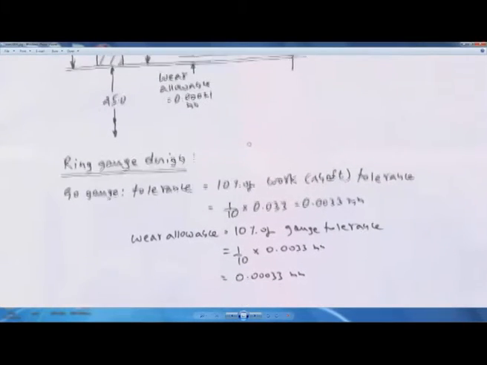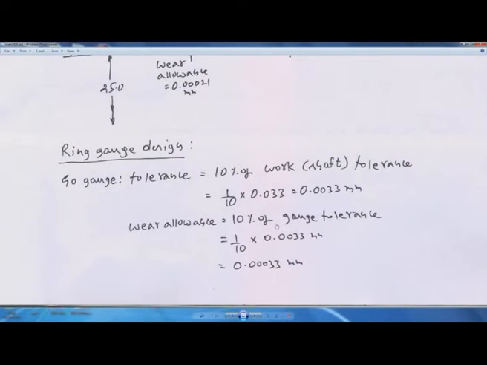Now coming to the ring gauge design, which is used to check the shaft. Go ring gauge tolerance is again 10% of the work tolerance, that is shaft tolerance is 0.033 millimeter, 10% of this is 0.0033 millimeter, and again for go ring gauge wear allowance is provided, which is taken as 10% of gauge tolerance. So gauge tolerance is 0.0033 millimeter, 10% of this will be 0.00033 millimeter.